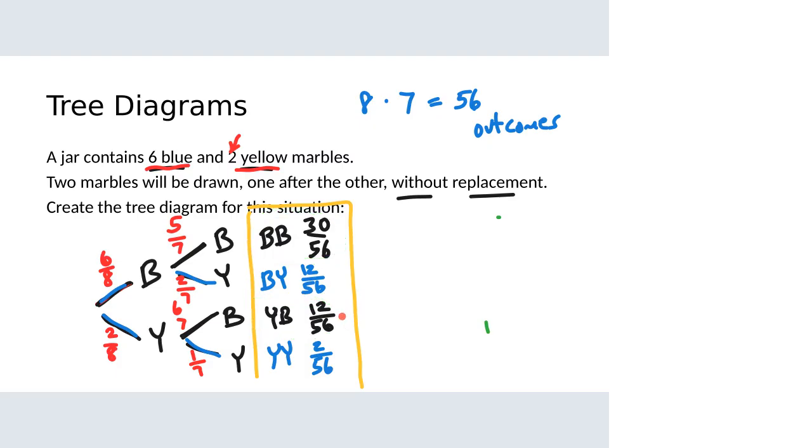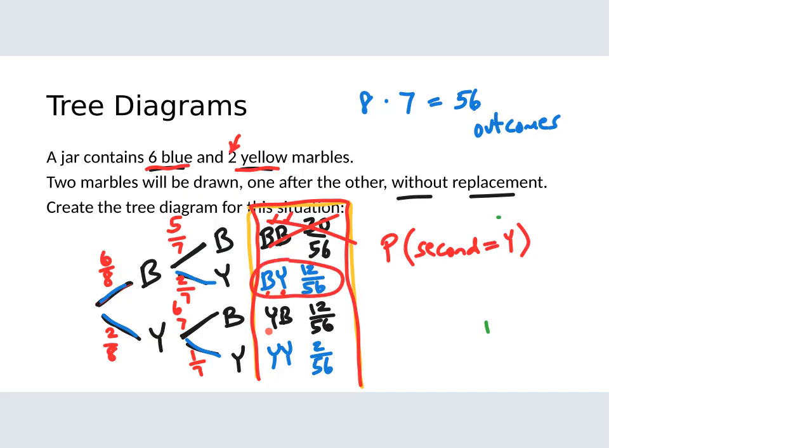All right, so what we were asked for in this one was, what is the probability that the second one is yellow? So what we need to do is just find within our sample space the places where the second one is yellow. Well, blue followed by blue. Nope, second one's not yellow. Blue followed by yellow. Sure enough, the second one's yellow there. Yellow followed by blue. No, the second one's blue, so that's no good. Yellow followed by yellow. Yes, the second one's yellow.